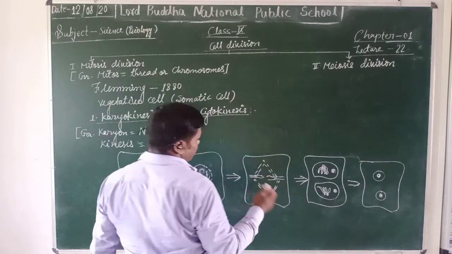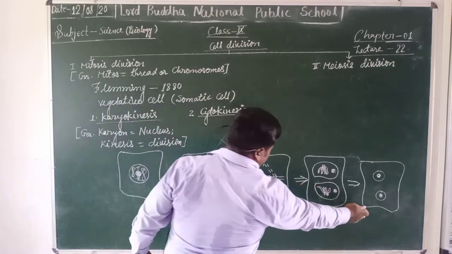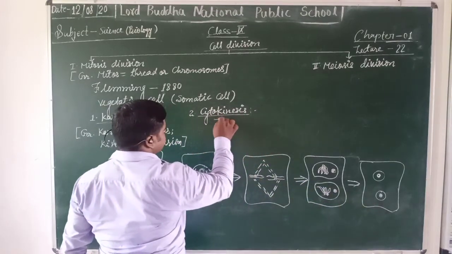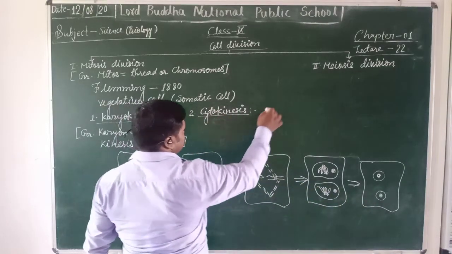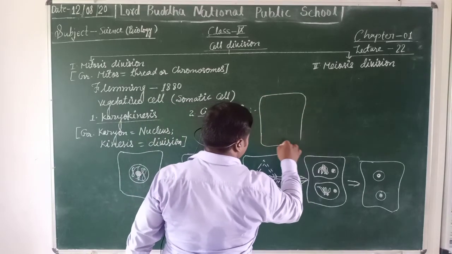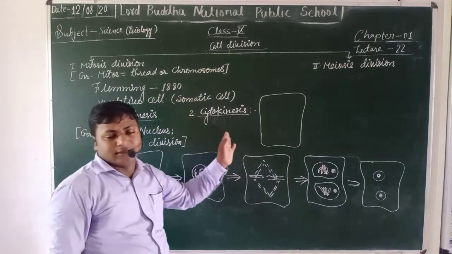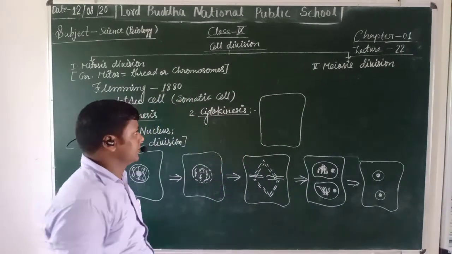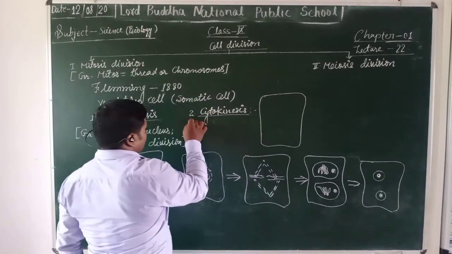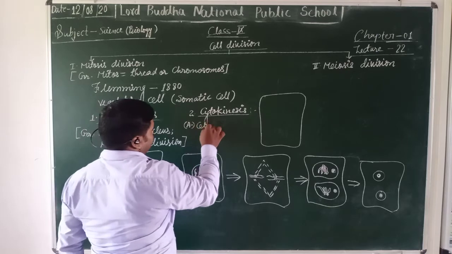What kind of process takes place in cytokinesis? Look here, just after this, during cytokinesis, the process may depend upon the kind of cell, either an animal cell or a plant cell. It takes place by two methods. In plants, it takes place by cell plate formation.